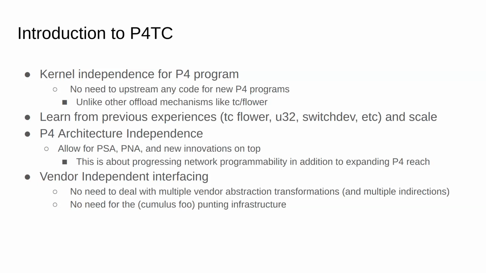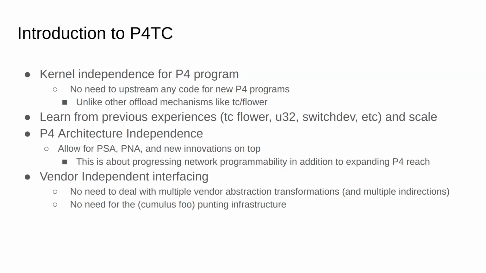We want to make it P4 architecture independent, so you should be able to run PSA or PNA. I'm not sure how much people know about P4 in this audience, but we are focusing initially on PNA. There is nothing that's stopping someone from using PSA or inventing a new architecture and running on top. We want vendor independence in interfacing. I'm a kernel guy, a kernel bigot, I would say. So we don't want to go out to call some APIs that the vendor introduces, and then some other vendor has a slightly different API. A single API, that's the kernel. We also don't want to do the Cumulus foo, is what I call it.